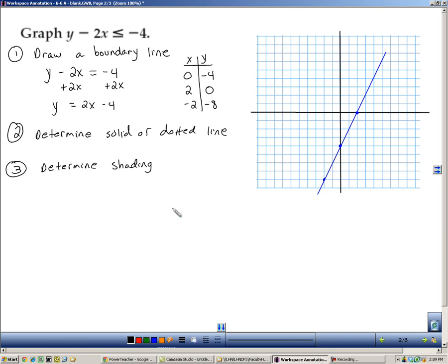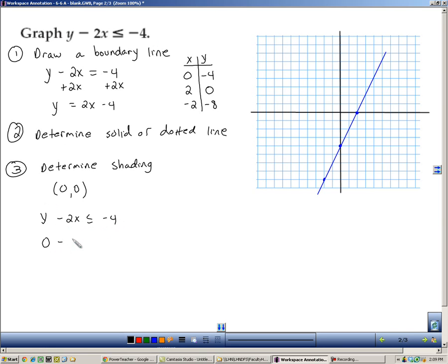And the way that you determine shading is you pick a point. It can be any point. You can pick any point on the left side of the line or the right side. I like to pick the point 0, 0. That's my favorite point. And as long as it's not directly on the line, you can pick that point. And what we're going to do is plug it back into the original: y minus 2x is less than or equal to negative 4.